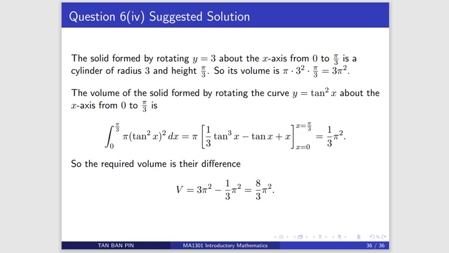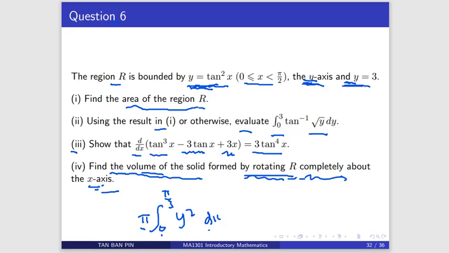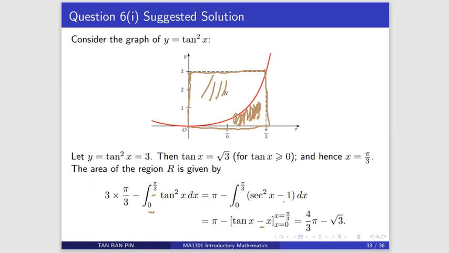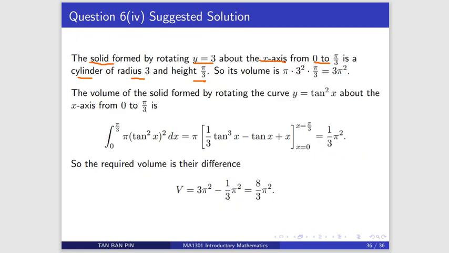So first you consider the solid formed by rotating y equal to 3 about the x-axis from 0 to pi over 3, which will give you a cylinder. Because you just rotate the rectangle about the x-axis. The radius is 3, the height is pi over 3. The volume of a cylinder is pi r squared h. So it's pi times 3 squared times pi over 3, which equals 3 pi squared.